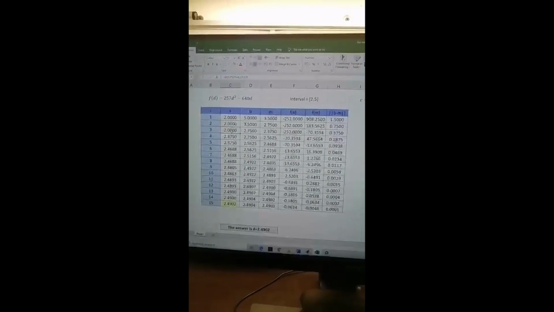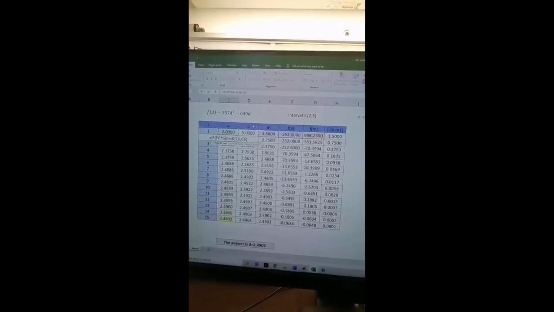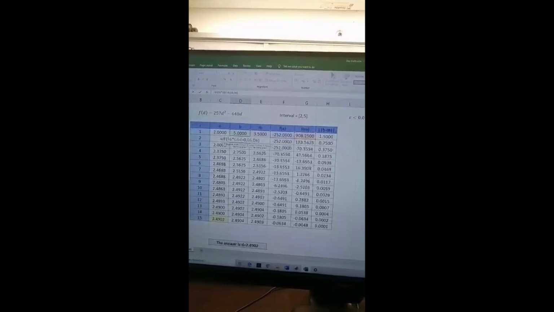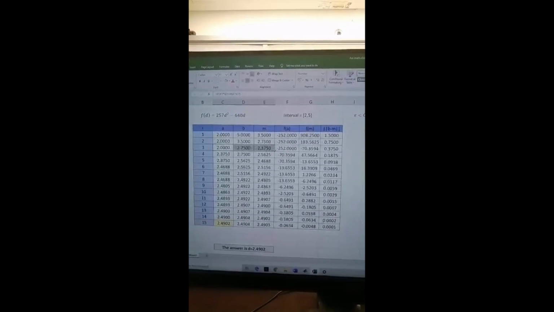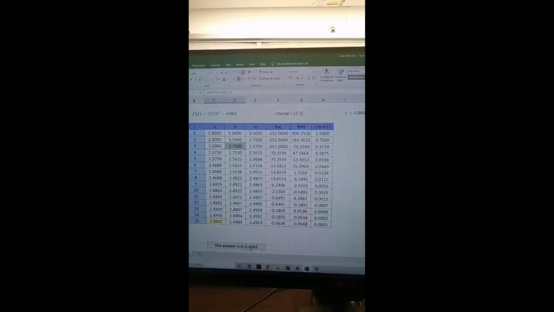Okay, we apply the equation that we have done, and also for B. This is the final answer: D equal to 2.4902.